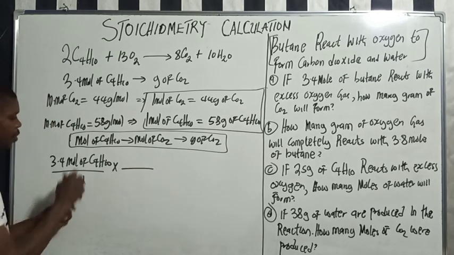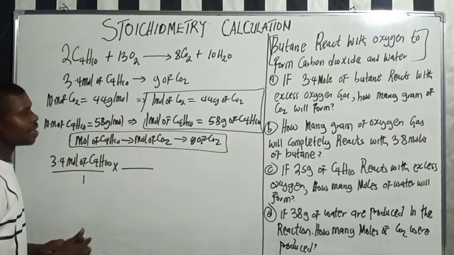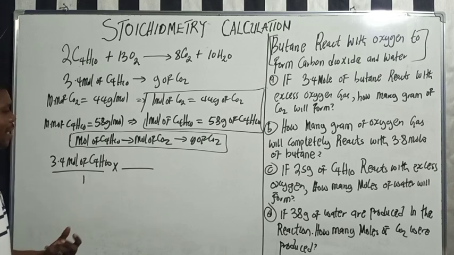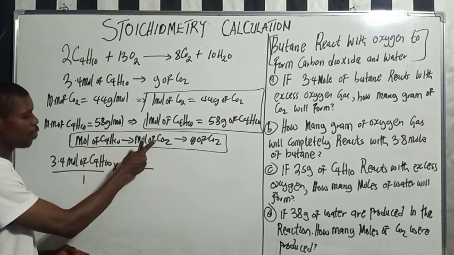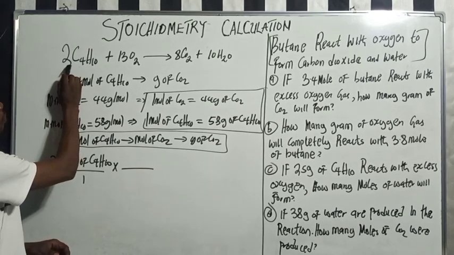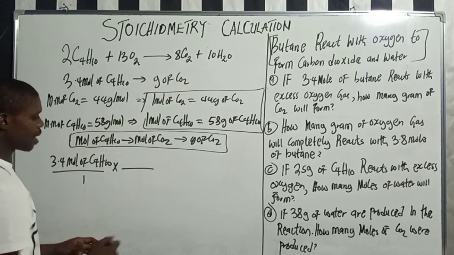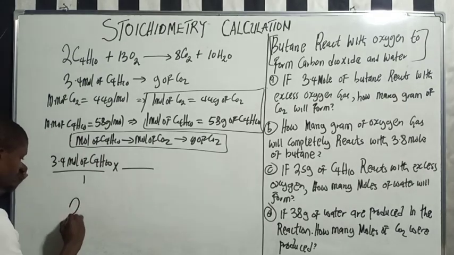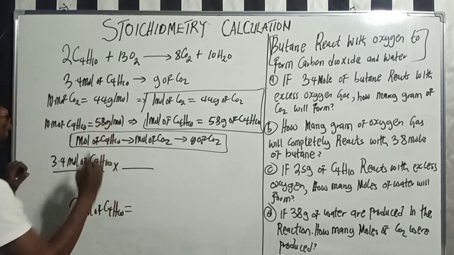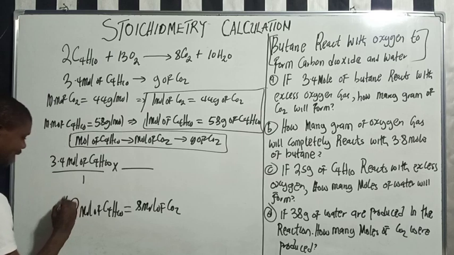Remember, I told you that we are moving forward from mole of C4H10 to mole of CO2. The next you want to use here is the balanced equation between C4H10 and CO2. If you check the balanced equation very well, 2 mole of C4H10 equals 8 mole of CO2. Do you get that? It means that 2 moles of C4H10 is equal to 8 moles of CO2. Do you see that?